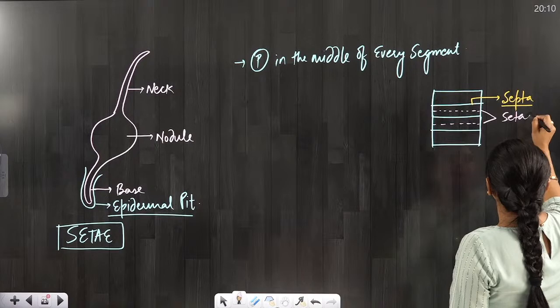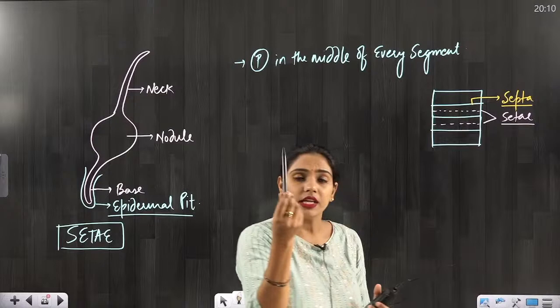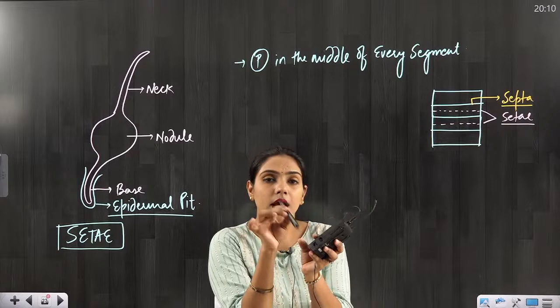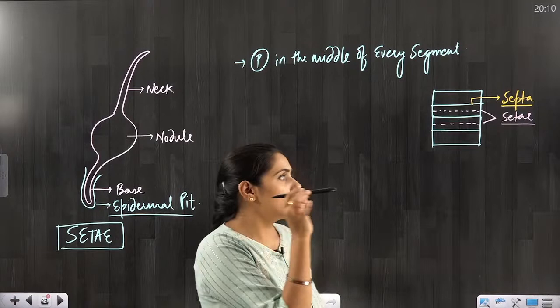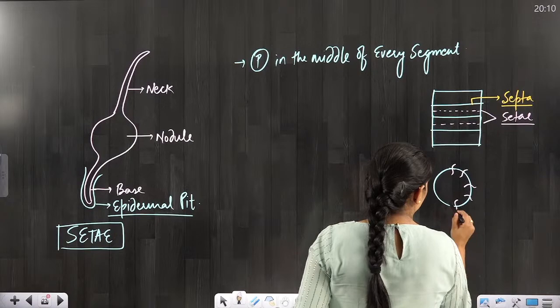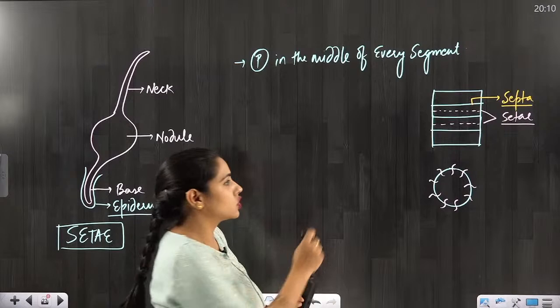Alright. So basically if this is an annelid, the setae are coming out like this in every segment. In the middle, setae will be coming like this. But if we see the cross section like this, then this is going to be the segment, and setae are coming like this. So this is the ring of setae. They are S-shaped structures, setae. So they help in locomotion.